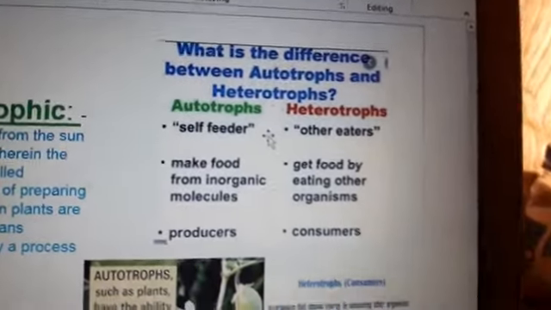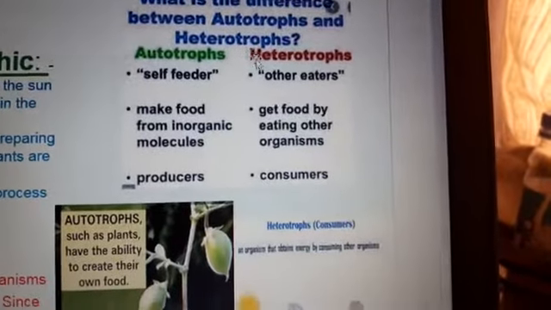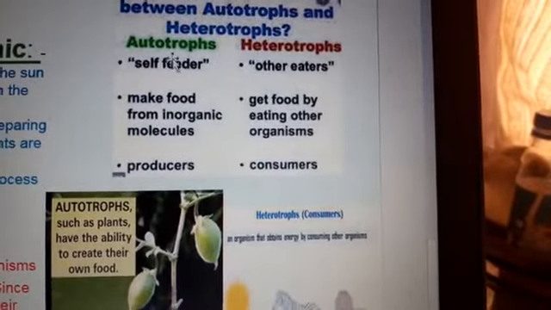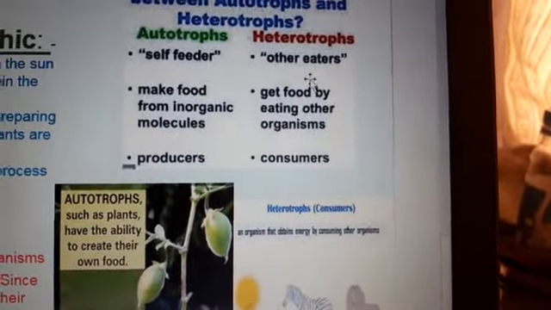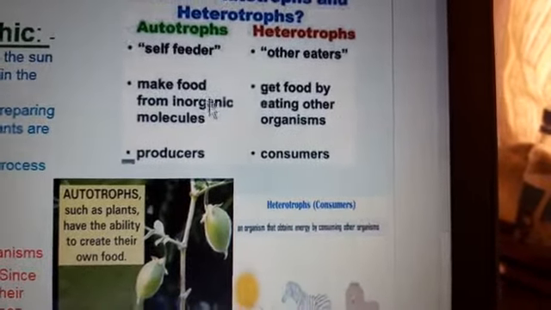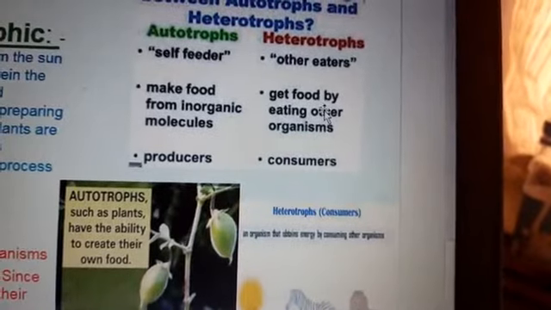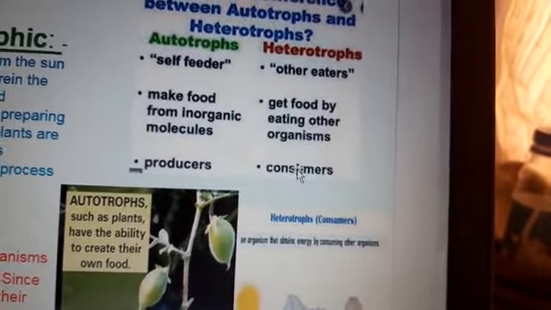Here we can see the differences. What is the difference between autotrophs and heterotrophs? You can see this clearly. Autotrophs are self-feeders, heterotrophs are other eaters. Autotrophs make food from inorganic molecules, heterotrophs get food by eating organisms. Autotrophs are producers, and heterotrophs are consumers.